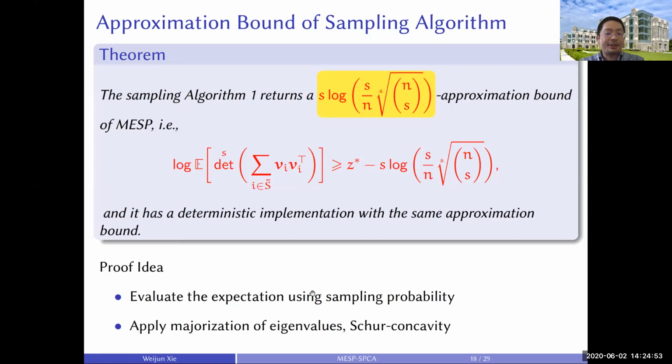The proof idea is that we take the expectation of the objective function under the sampling algorithm and evaluate it, using the majorization of eigenvalues and the property of the determinant and its correspondence with the eigenvalues, and then we are able to derive this bound. This bound improves on existing results, so it's currently the best known approximation bound for this type of algorithm.